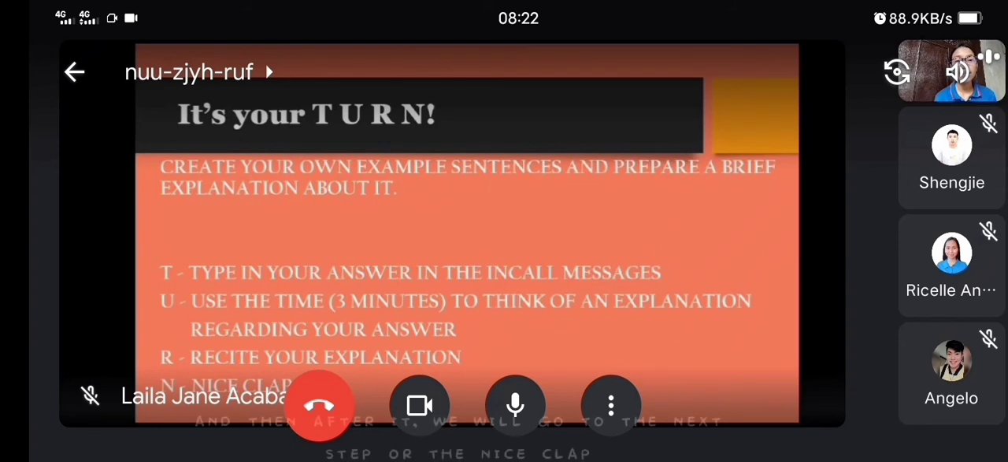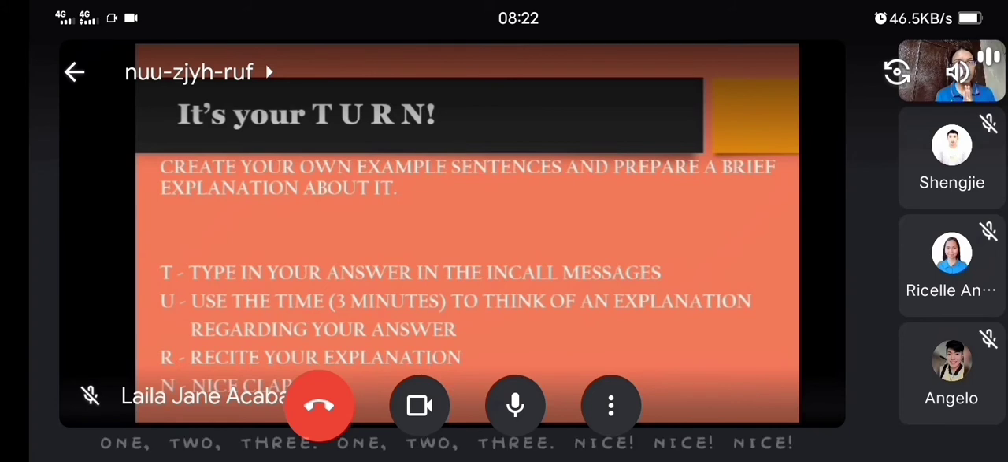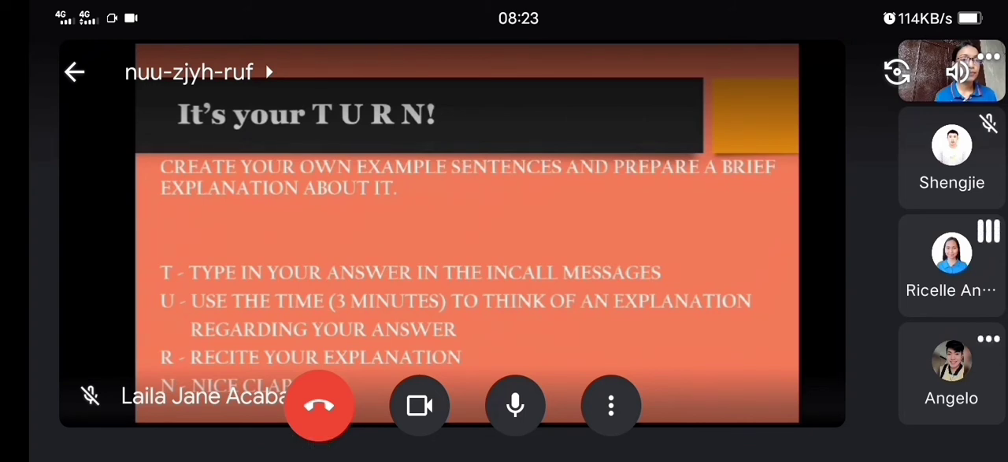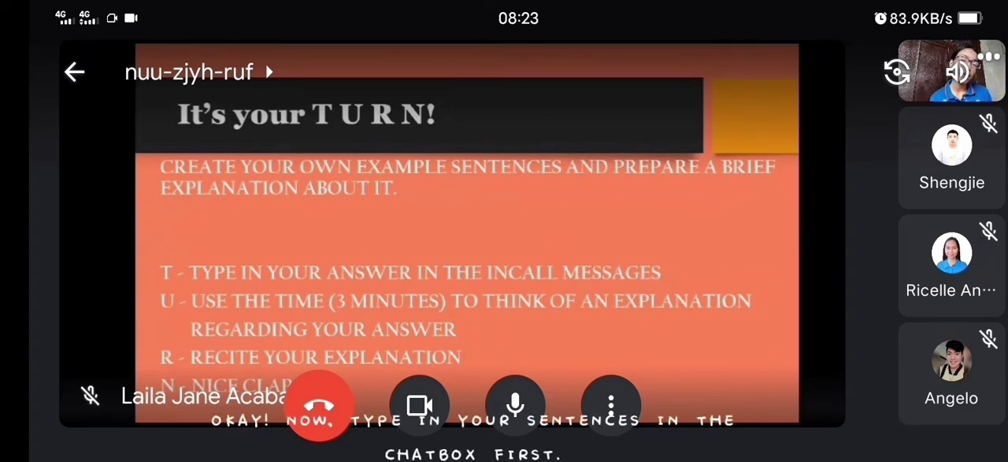And then after it, we will go to the next step, or the nice clap. A nice clap goes like this. 1, 2, 3. 1, 2, 3. Nice, nice, nice. Okay? Are the directions clear? Yes, ma'am. Okay, now type in your sentences in the chat box first.